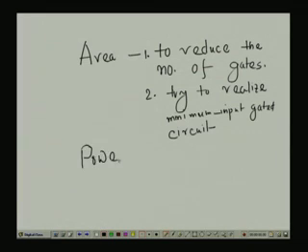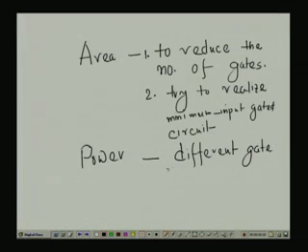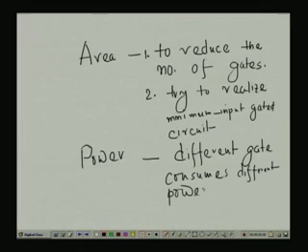Different gates consume different power. So, if we see that XOR is consuming more power than an AND OR circuit, then depending on what type of application the circuit is being designed for, we will select that type of gates. So, mainly these are the two criteria for selecting the gates for different types of circuit realization.